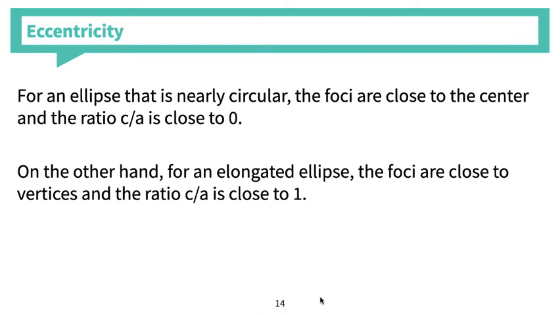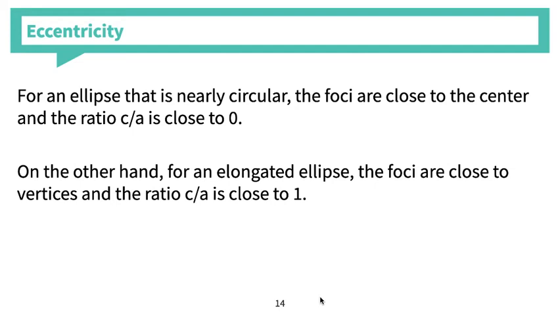So if an ellipse is almost perfectly circular, that means that the foci are super, super close to the center. And because of that, when we do C divided by A, we get a number that's really, really close to 0. Okay? So the closer you are to 0, the more circular your ellipse looks.